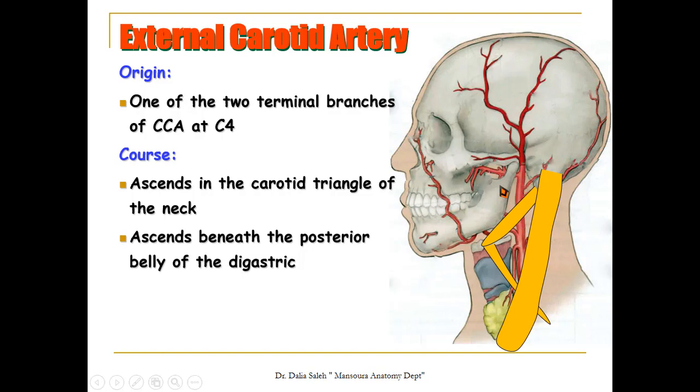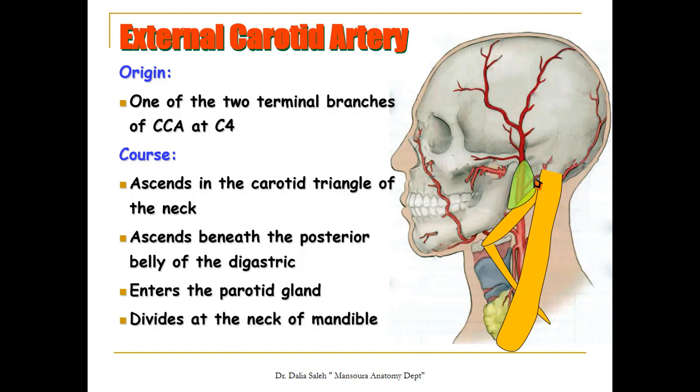When it goes upward, there will be a space between the mandible and the mastoid process. This space is filled with this big salivary gland, which is called the parotid gland. So the external carotid artery enters within the substance of the parotid gland and lies deep inside it till it reaches the level of the neck of the mandible. Here it will divide into two terminal branches.